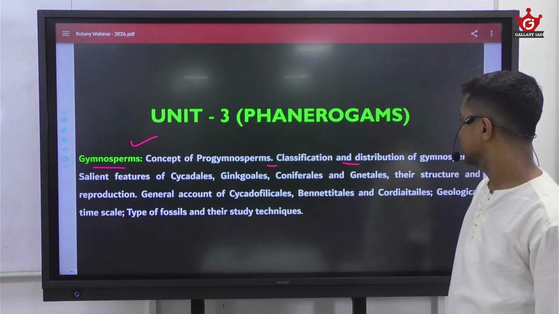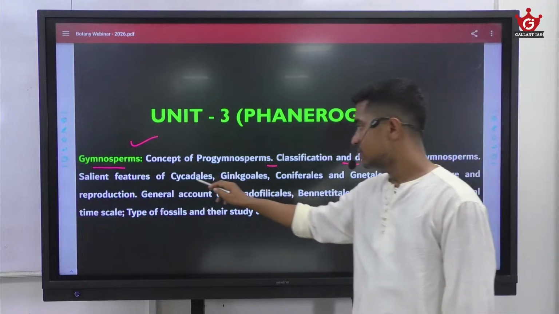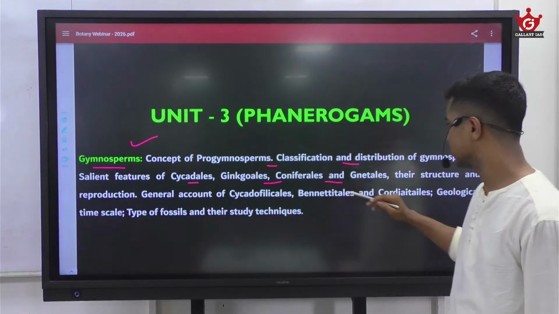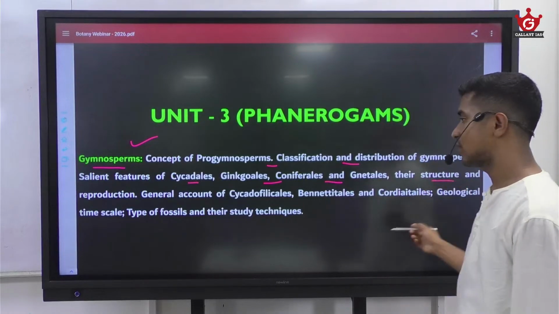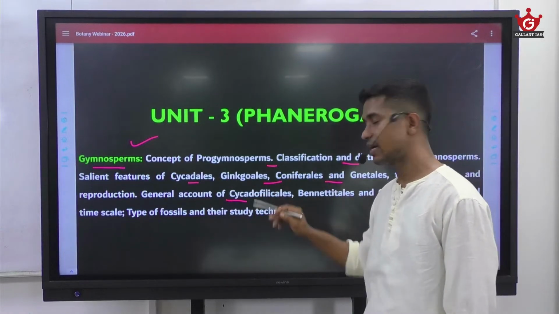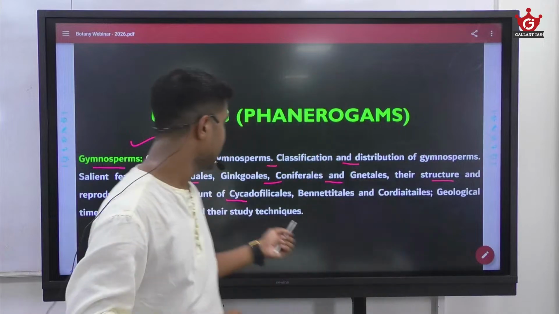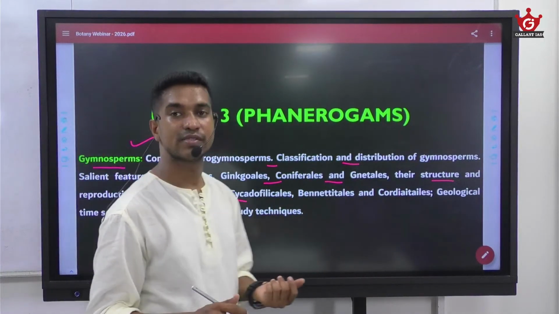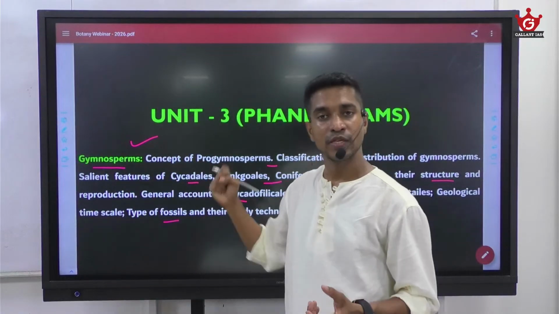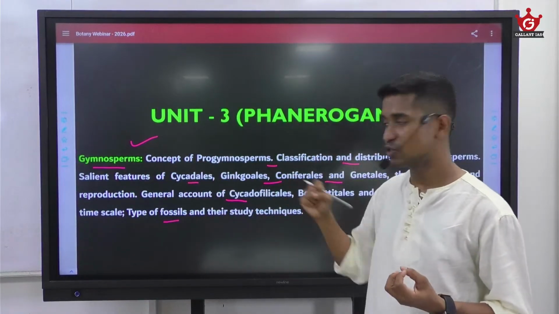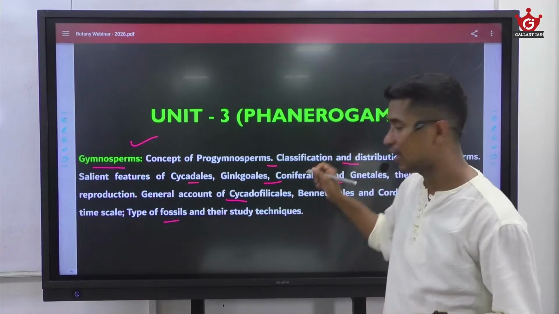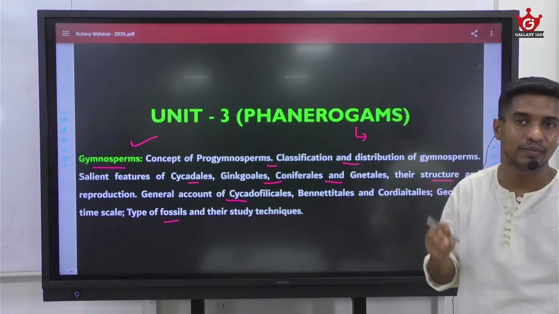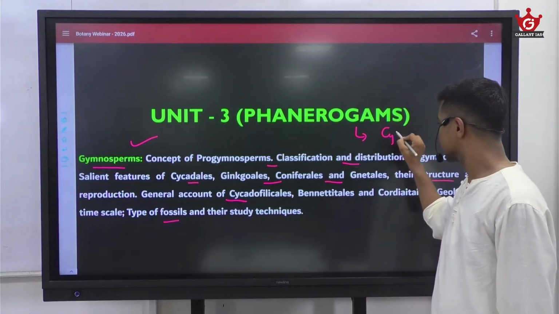progymnosperm, classification and distribution of gymnosperms, salient features of cycadales, ginkgoales, coniferales and gnetales, their structure and reproduction, general account of zygopteridales, bennettitales and cordaitales, geological time scale, types of fossils and their study technique. These are the things mentioned under the gymnosperms. And the most important species we discuss from gymnosperms is Cycas.